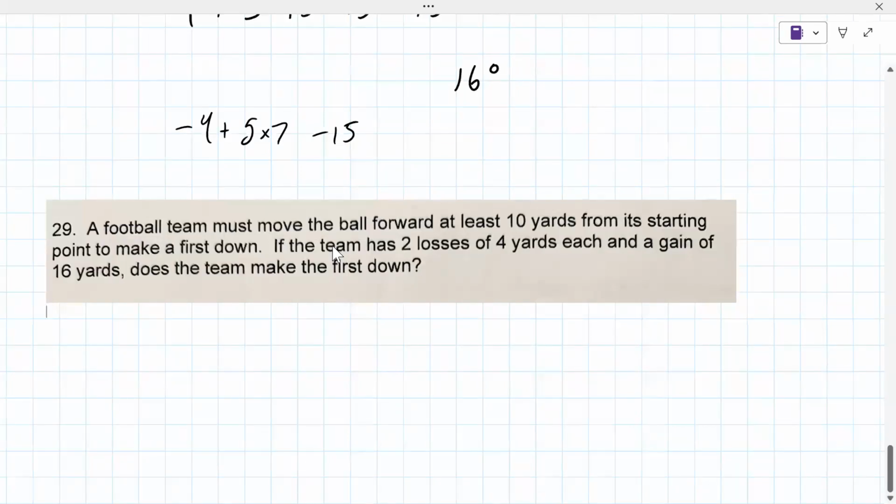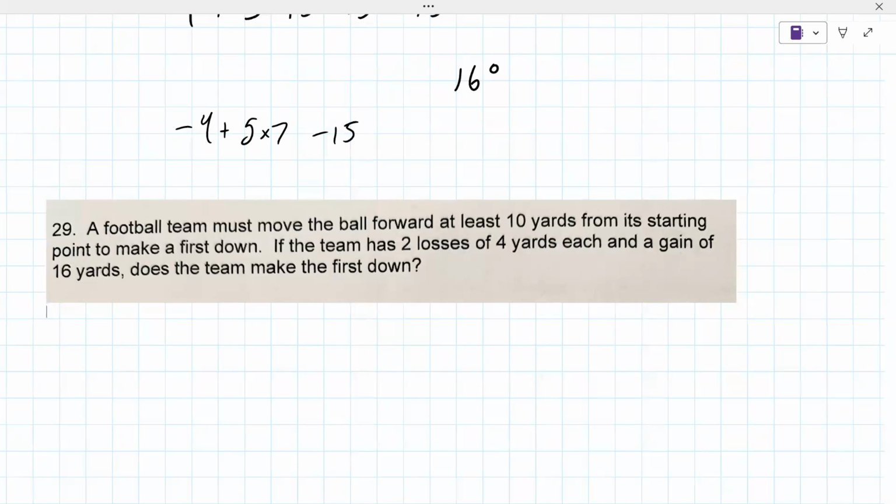All right, let's see. A football team must move the ball forward at least 10 yards from its starting point to make a first down. The team has 2 losses of 4 yards and a gain of 16 yards. Does the team make the first down? So I do not understand this one.